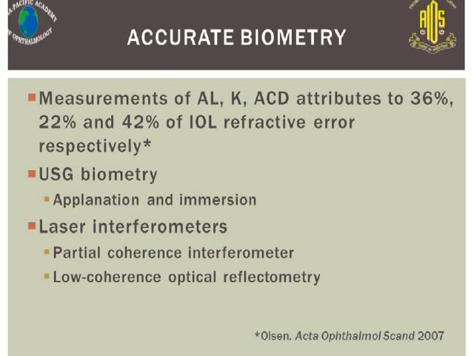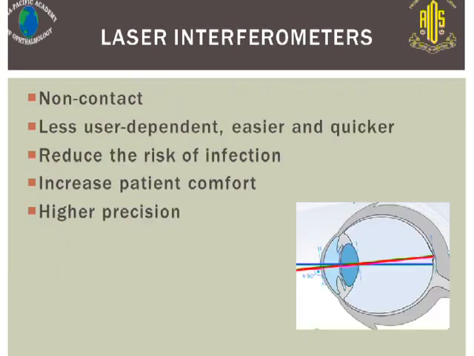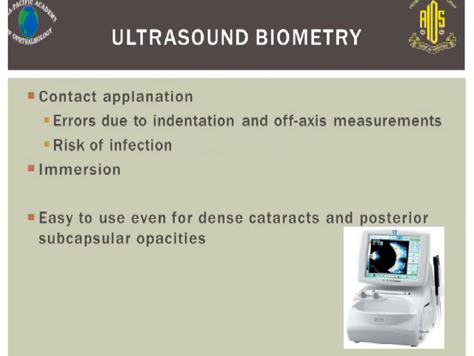Ultrasound biometry used to be the gold standard for biometry, and then the optical biometers were introduced. These instruments are non-contact, less user-dependent, easier and quicker to use, reducing the risk of infection with increased patient comfort. Most importantly, they give increased precision, and as shown on the line in red, they measure the true visual axis. However, there is still a role for ultrasound biometers in dense cataracts and posterior subcapsular cataracts where the light beam is unable to reach the retina for the PCIs and the LCORs.